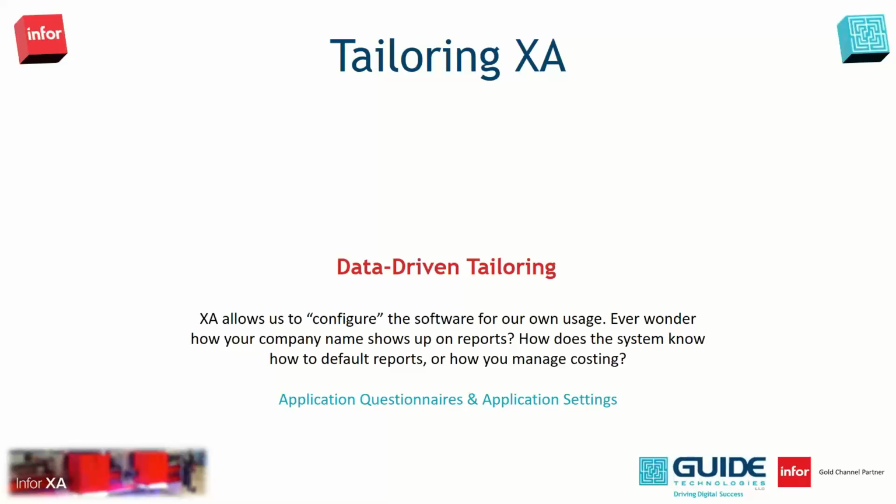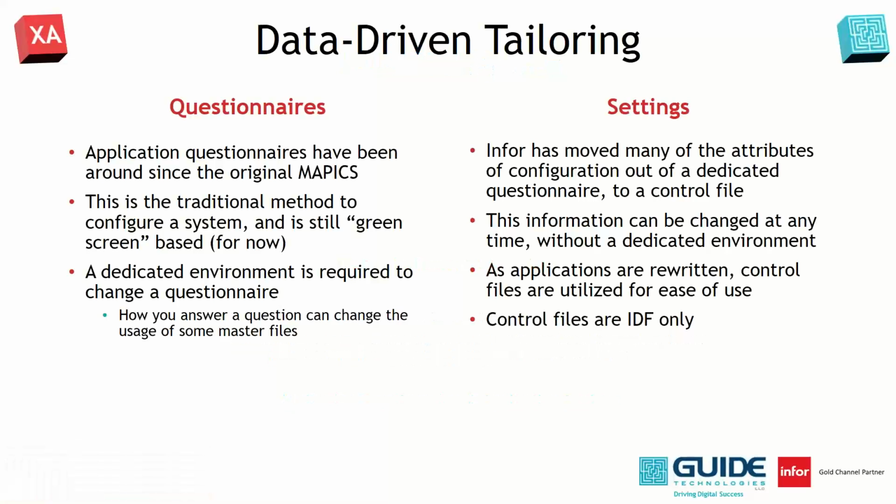So let's talk about the configuration of the system. The data, the control files, the questionnaires, how do we get to this? And what are some of the examples that we can configure? Well, first, we have something called questionnaires. This is in CrossApp. This has been around since Mapix came out in 1978. Yes, that long ago, Mapix 1. We are now on the 4th generation of that product, so that is luckily long gone. But the idea of the questionnaire has stayed with the system through the years.